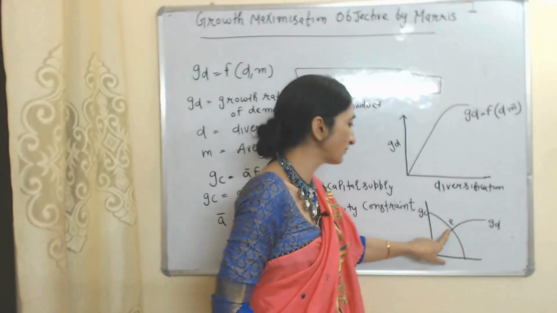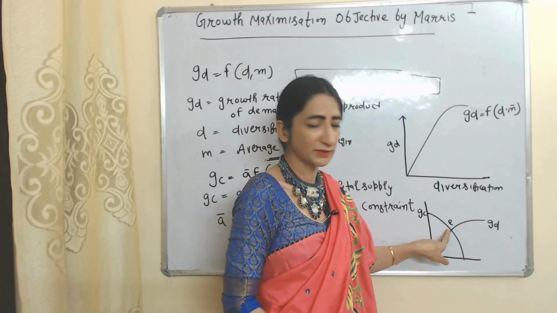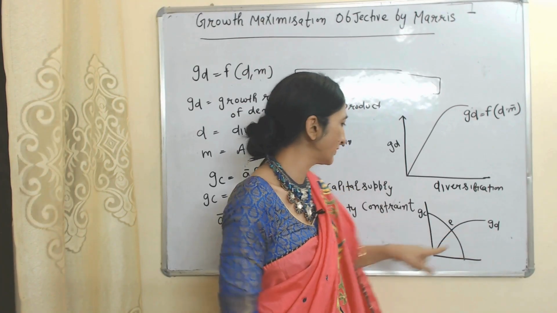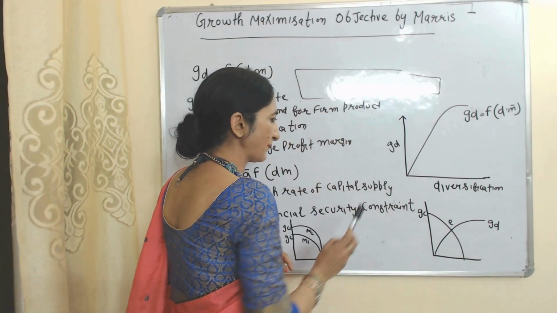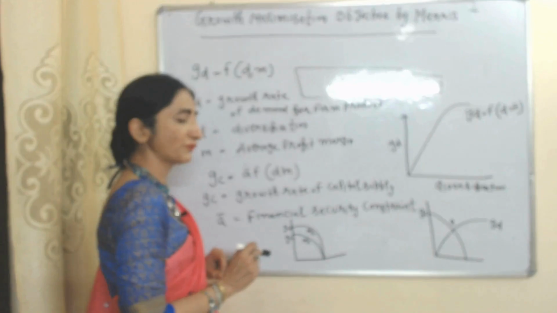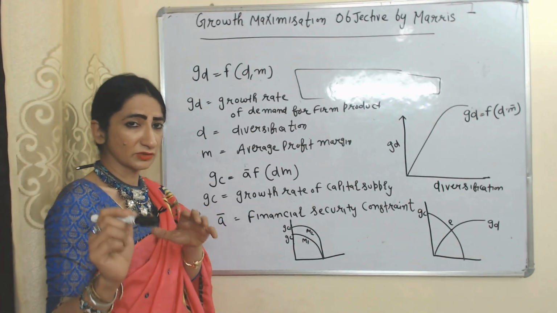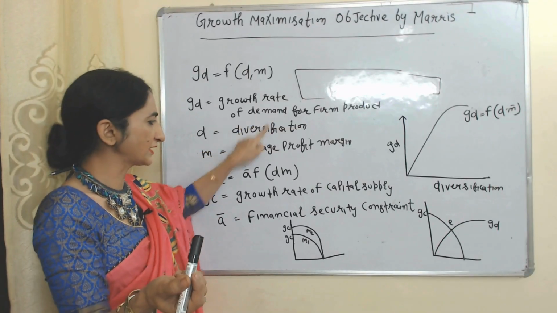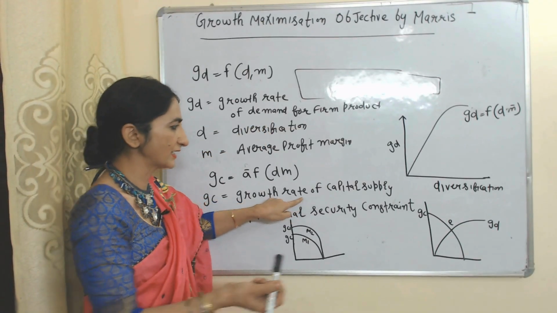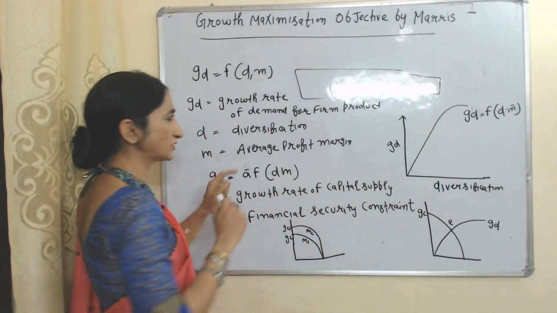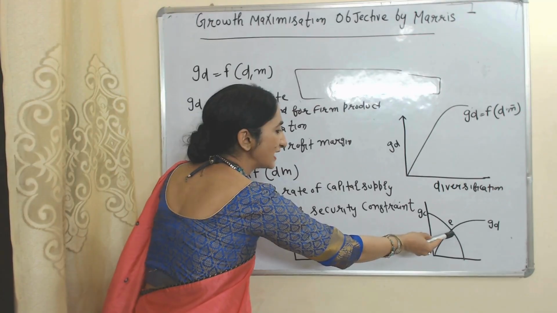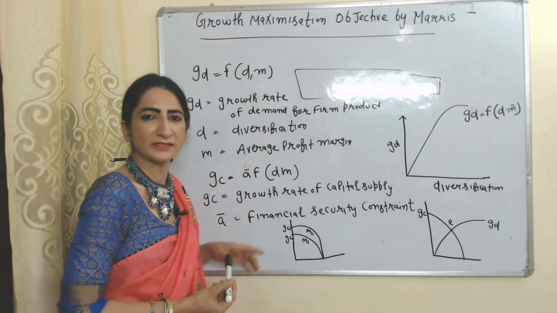E will be called our balanced growth rate point. But why? Here GD is the growth rate of demand for the firm's product. GC is the growth rate of capital supply. As we discussed earlier, a firm can achieve balanced growth rate when the growth rate of demand for the firm's product is equal to the growth rate of capital supply. At this E point, you can see the growth rate of demand for the firm's product is equal to the growth rate of capital supply. That's why this E point will be called the balanced growth point.